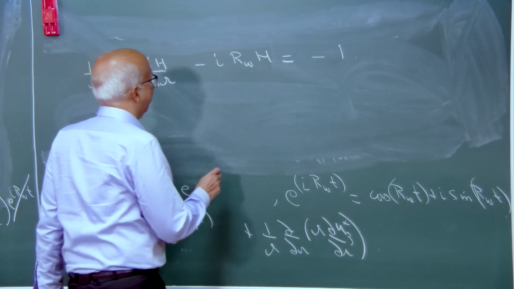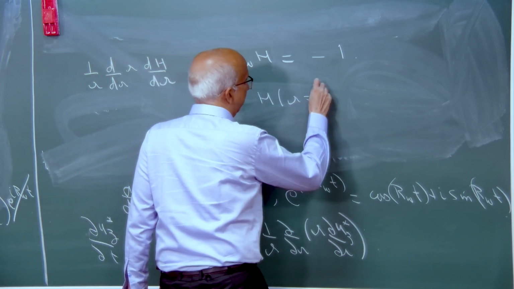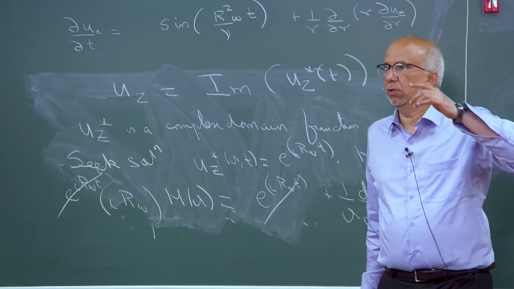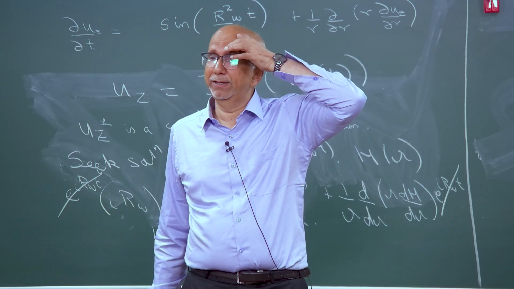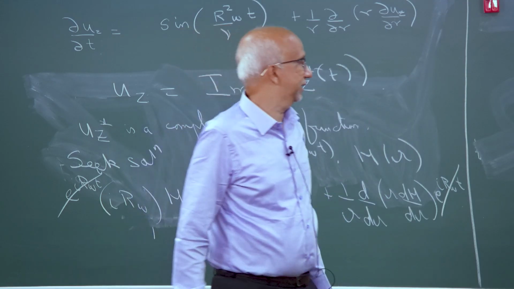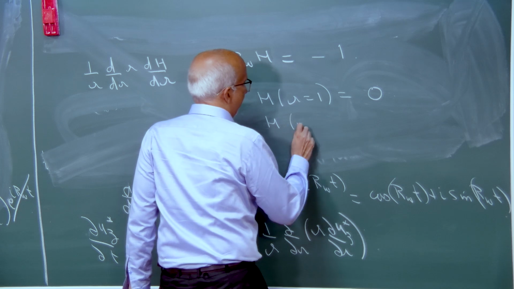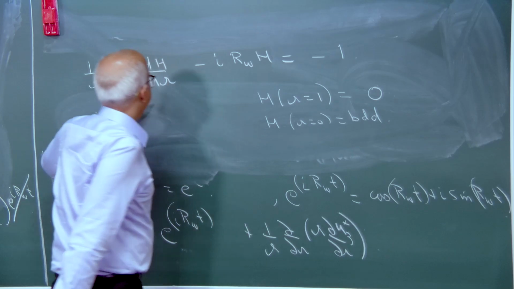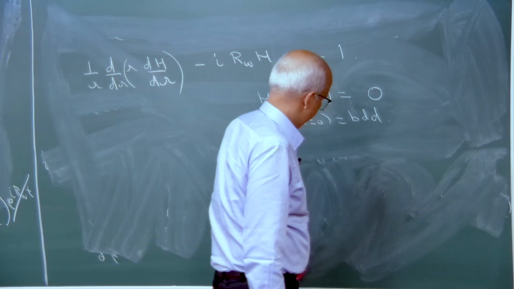And what will be the boundary conditions which I have to satisfy? H at r equal to 1, the wall, must be 0, because only if capital H is 0, the no slip boundary condition will be satisfied. And I also want to make sure that the solution is bounded. So, H at r equal to 0 must be bounded. So, this is a second order equation.